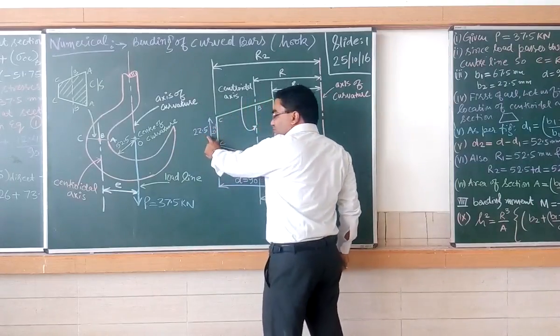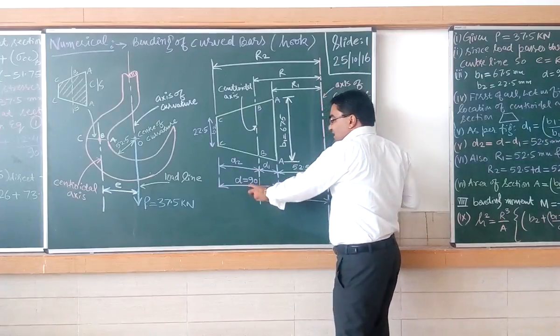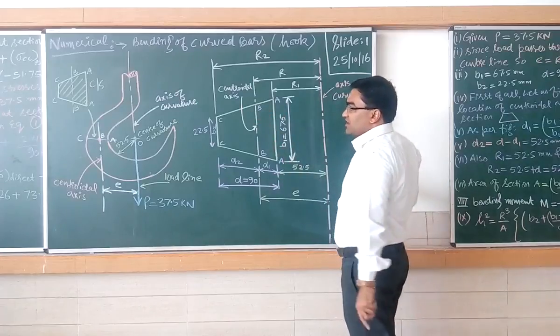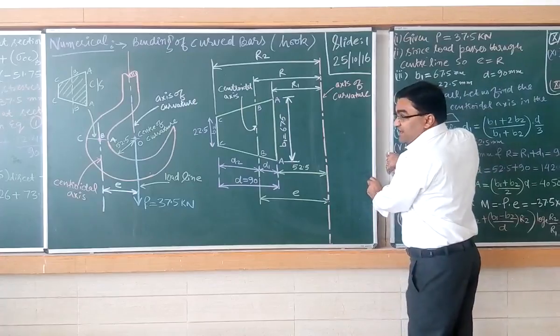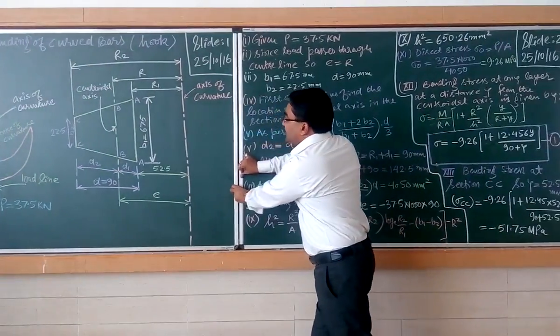V2 is 22.5. Moreover, other dimensions like D is given as 90 and other dimensions like 52.5 are also given in the numerical. And the rest of the dimensions we will try to find out through the rules of geometry. Let us find out the dimensions.